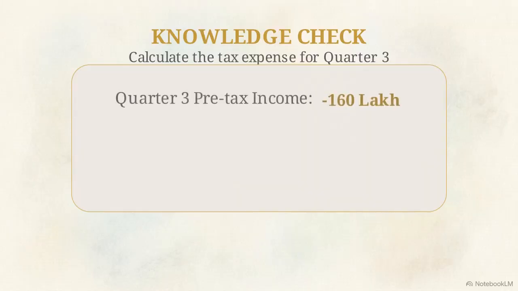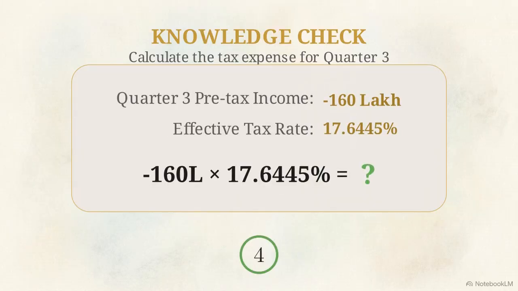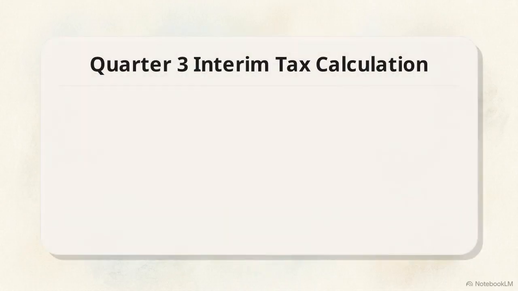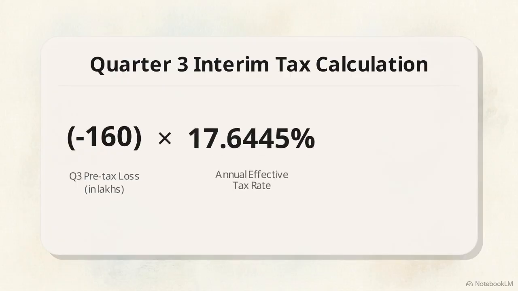Try calculating the tax expense for quarter 3 yourself. The result is counterintuitive, so pause the video and test your math. Here is the correct calculation. We take the quarter 3 loss of 160 lakh and multiply it by 17.6445%, yielding negative 28.23 lakh.